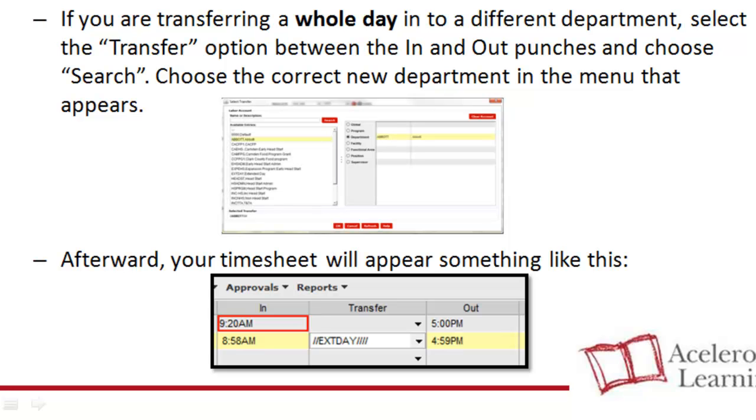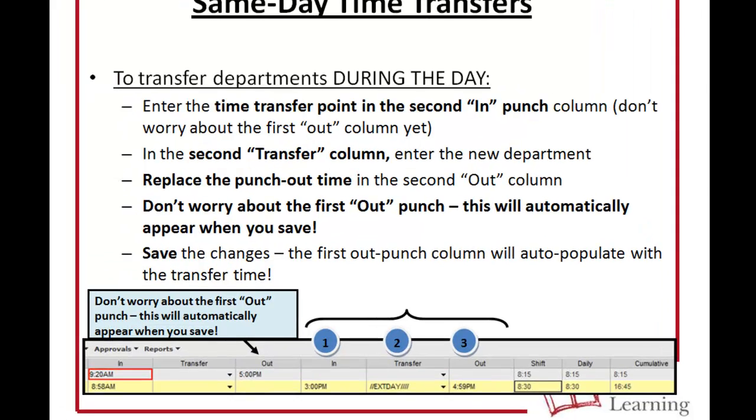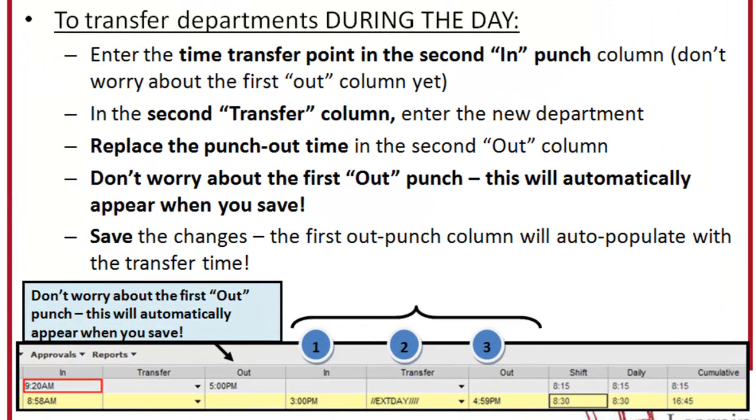Afterward, the timesheet will appear something like the below, where you have the transfer department or facility code in between the two punches for the day. If you're working with time transfers within the same day, ADP eTime allows you to do this by allowing you to have a couple of different punch in and punch out times on the same row for its particular day for each employee. So if you're transferring time during this same day, you'll want to enter the transfer point in the second in column.